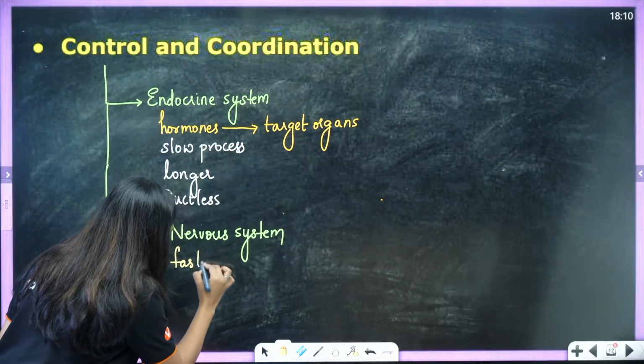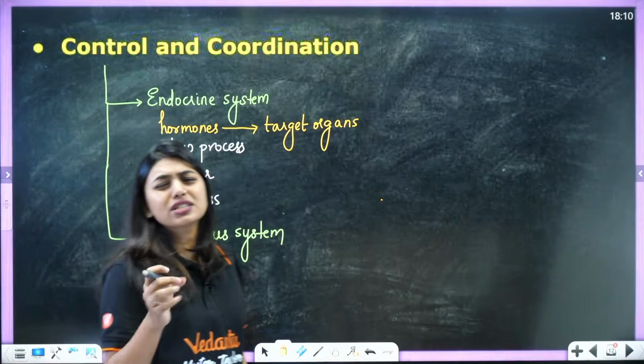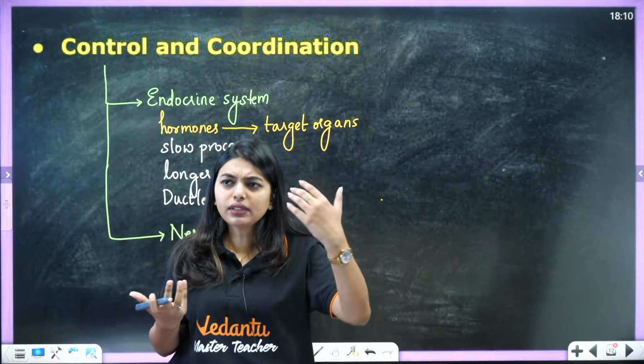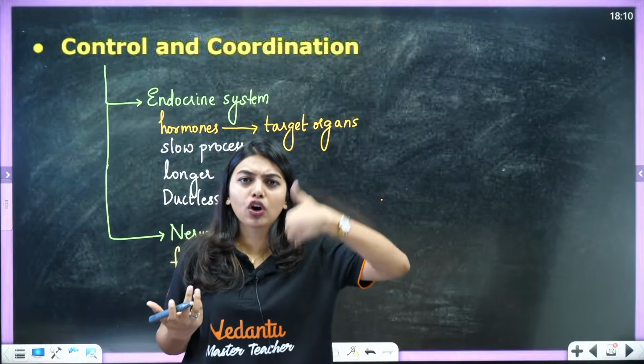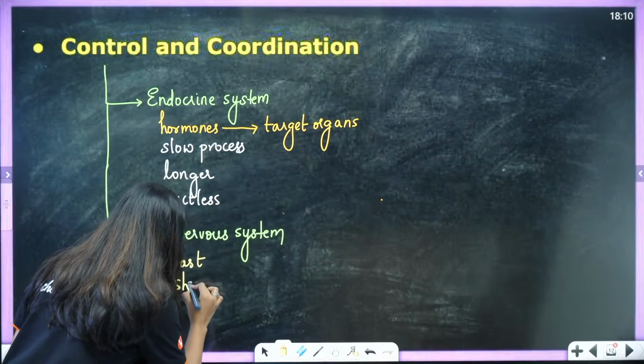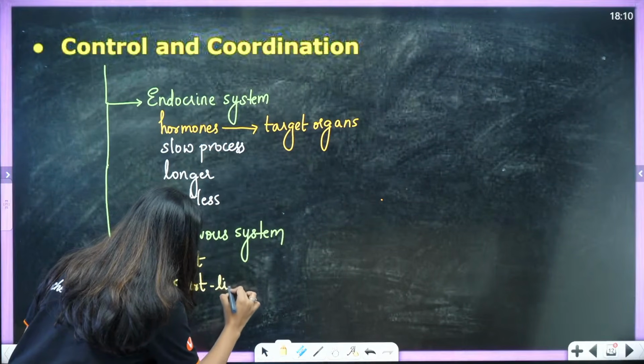Okay, it is faster but it is short-lived because it is an electrical impulse, students. Electrical impulse, right? An electrical impulse will not last longer. It will be fast, right? So this will be faster and it will be short-lived.